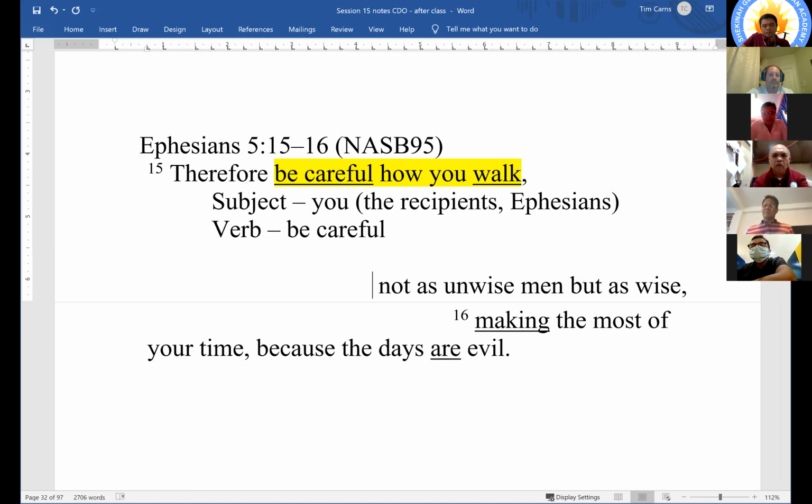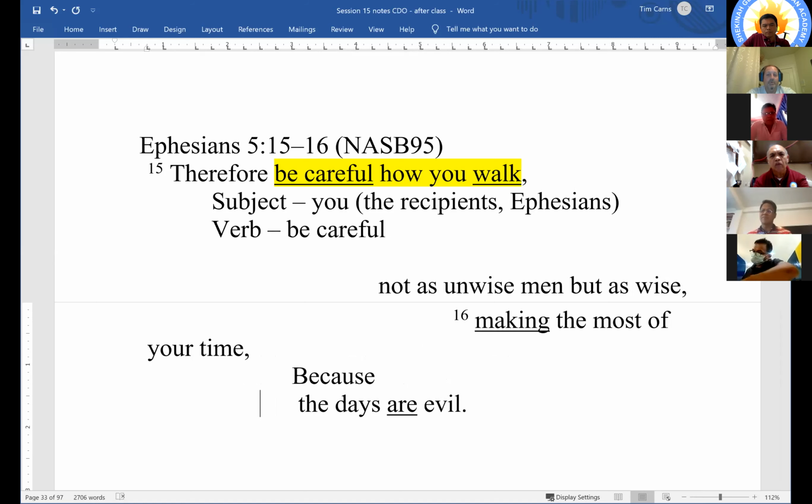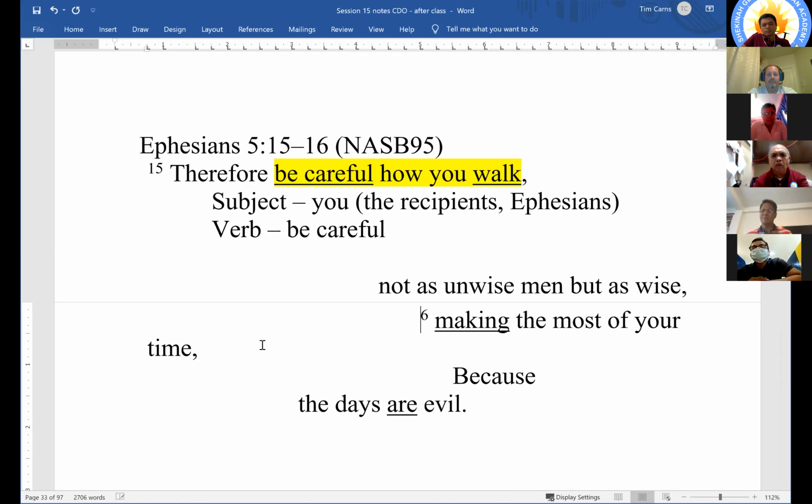Because the days are evil. All right, that's a clause. And in this case, it's an independent clause because it forms a complete thought, but it's linked to the main sentence through the word because. So I have it modifying under be careful because it's telling us why are we to be careful? Or sorry, why are we to make the most of our time? Because the days are evil.